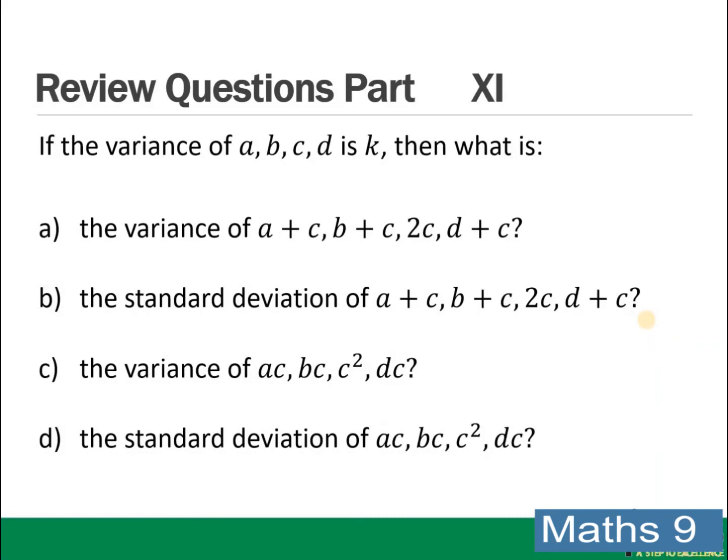Here are the answers. For part A and B, we've added a constant to all the data values. So the variance and standard deviation are the same as the original set. So the variance is K and the standard deviation is the square root of K. For C and D, we've multiplied all the values by a constant. So this time the variance is multiplied by that constant squared, and the standard deviation is multiplied by the absolute value of that constant. So it becomes the absolute value of C times the square root of K.